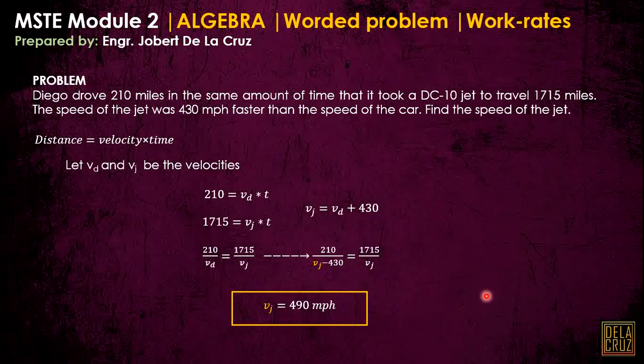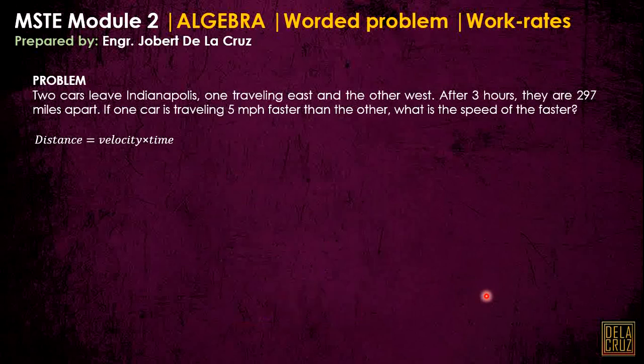Let's have another example. Two cars leave Indianapolis, one traveling east and the other west. After 3 hours, they are 297 miles apart.